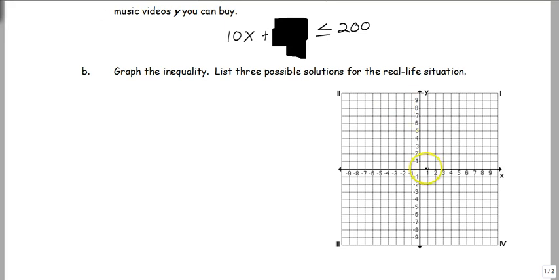Since I only have this by 5s, actually I'll do this by 2s. Let's do this by 2s. I'm going to say this is going by 2s, so that means this is 2, 4, 6, 8, 10, and this is 20 right here.